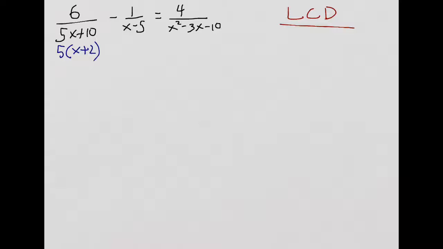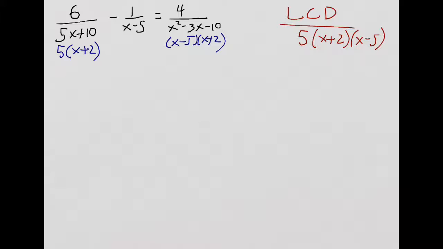So we get 5 times x plus 2 from the first fraction. And the second fraction is fine, that's just x minus 5. And here, when we factor, we get x minus 5, x plus 2. So what is our LCD going to be then? We have a 5. You notice there's no 5s here, but we still need a 5 in the LCD. So the LCD will be 5 times x plus 2 times x minus 5. These are all the factors that are going to be in our LCD.